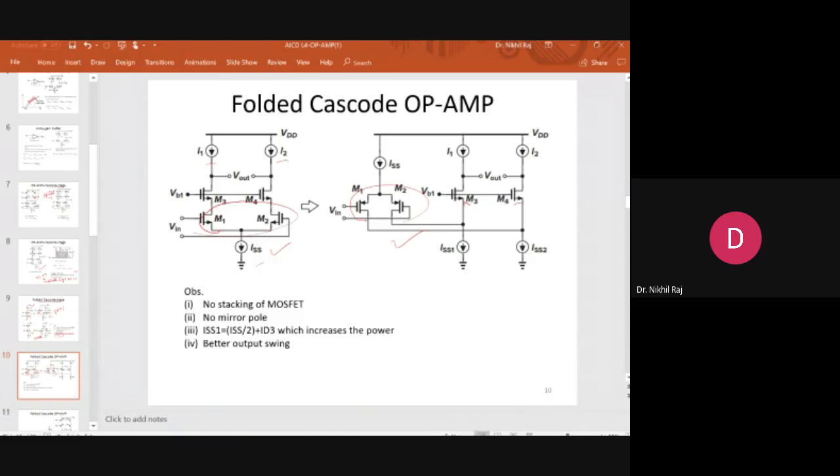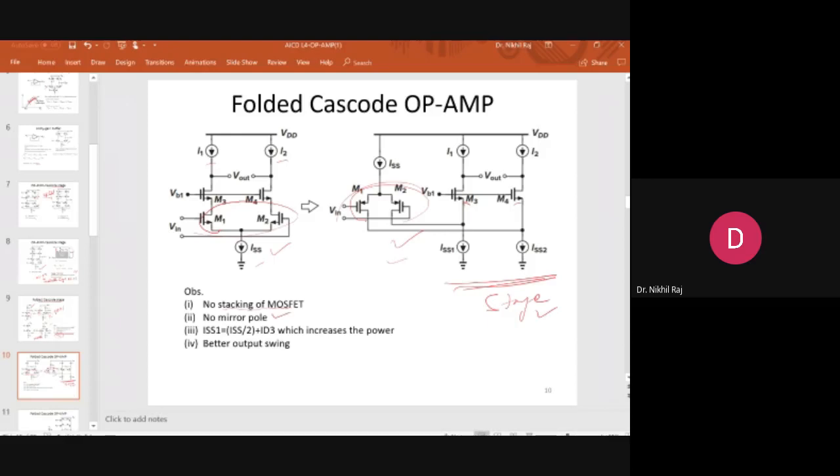Okay, so what are the observations here? Here the observation is there is no stacking of MOSFETs, meaning no cascoding structure. The input MOS does not need any cascoding structure. Okay, whatever was achieved using cascode will be provided by this stage. By this stage I will achieve the cascode features. Then there is no mirror pole in this architecture. As we see, this is a simple differential amplifier with a differential, complementary output, so no mirror pole is there. Okay, the circuit is fine.